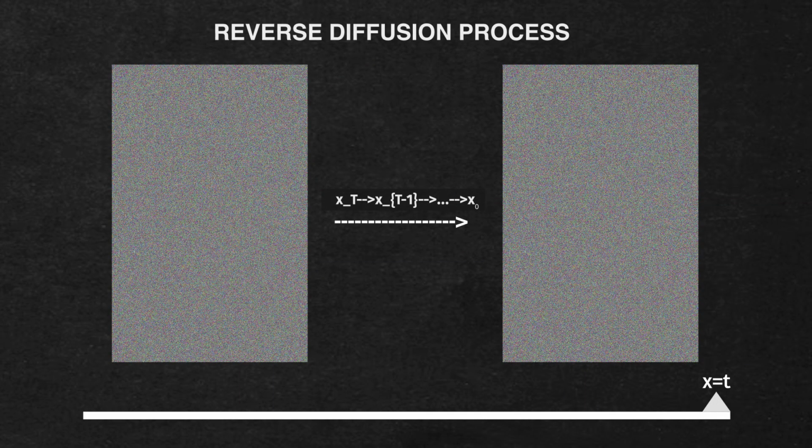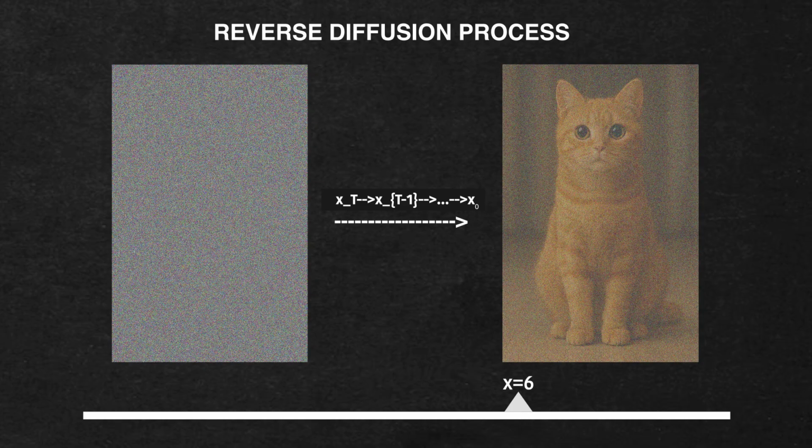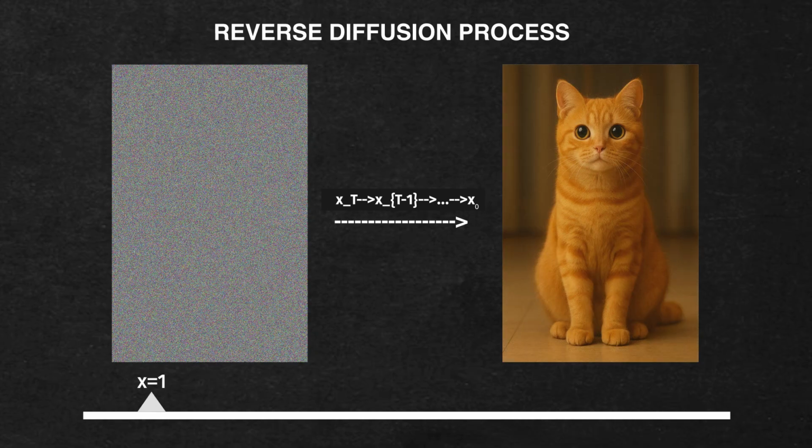Reverse diffusion process is where the actual generation happens. At each step, the model looks at a noisy image and tries to predict all the noise that was added from the beginning until now. Not just the last step, the entire cumulative noise. Then, it subtracts a bit of that predicted noise, giving us a cleaner version.